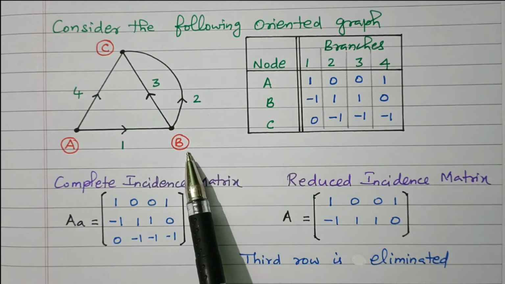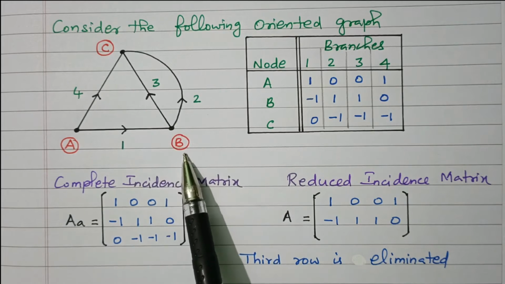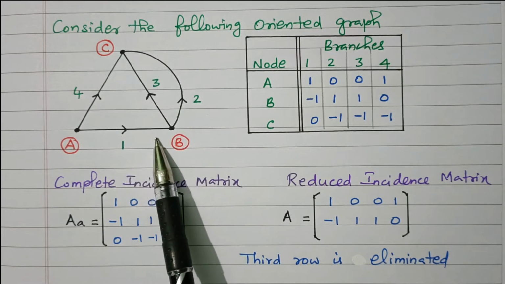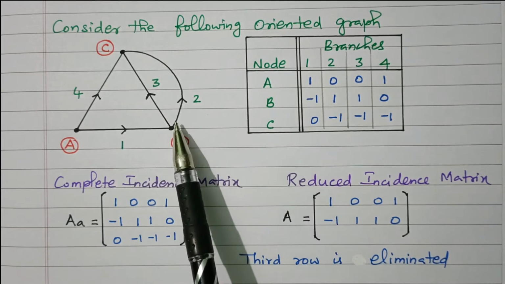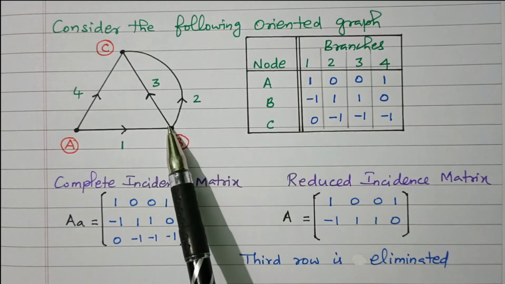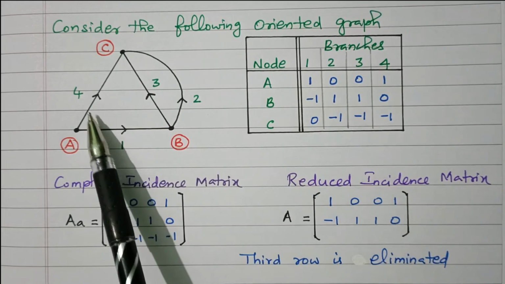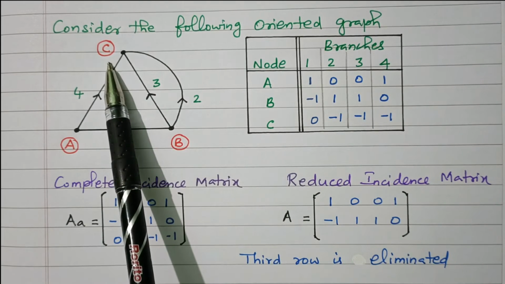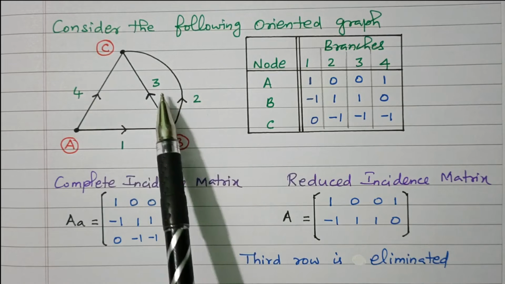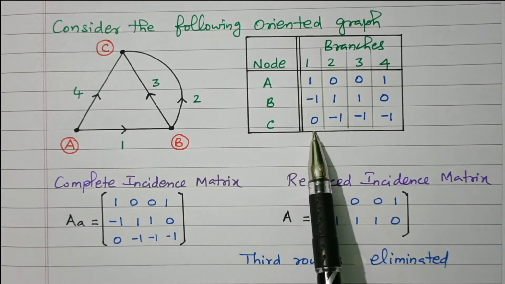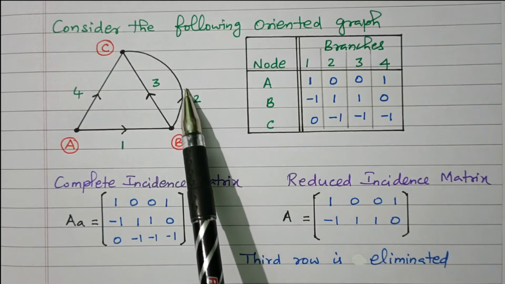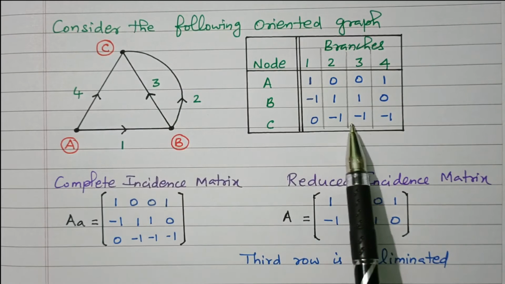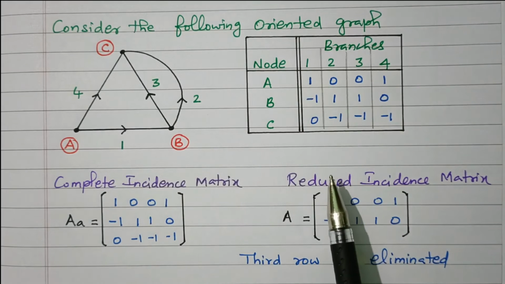Now consider the node B. Here three branches are connected: 1, 2, 3. Branch 1 is going towards, minus 1. Branch 2 is going away, plus 1. Branch 3 is going away, plus 1. Branch 4 is not connected, 0. Then consider the node C. Here also three branches are connected: 2, 3, 4. Branch 1 is not connected, 0. Branch 2 is going towards, 3 also going towards, and 4 also going towards. So minus 1. Going towards means minus 1.